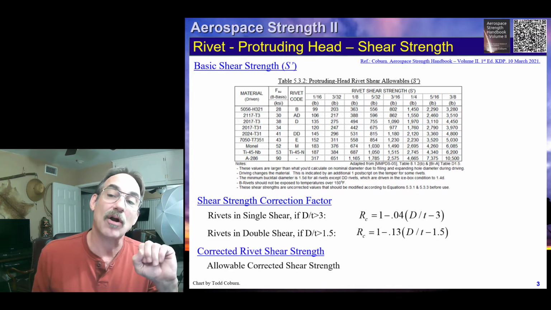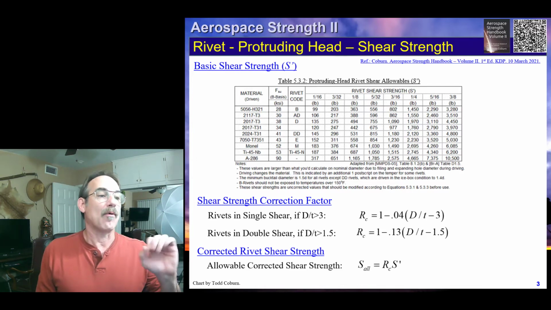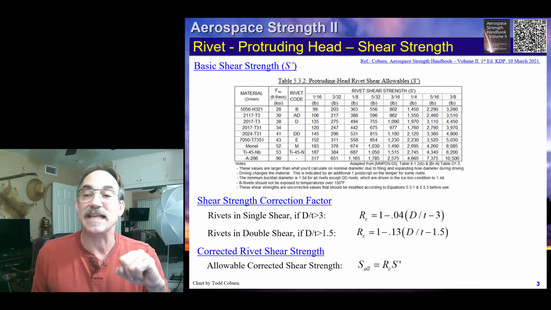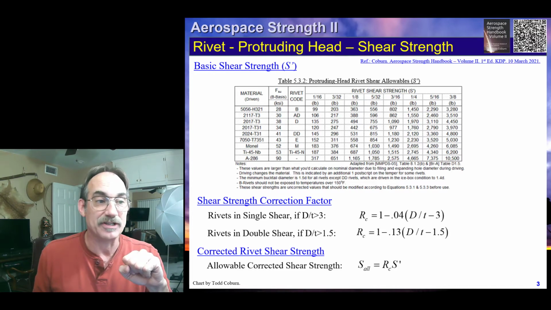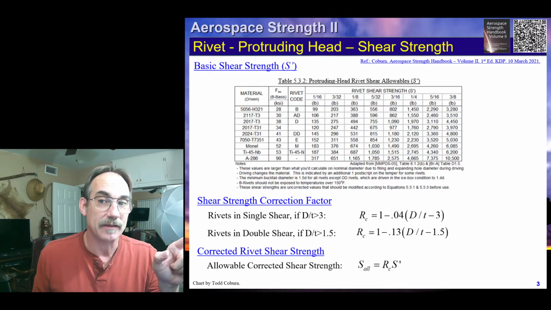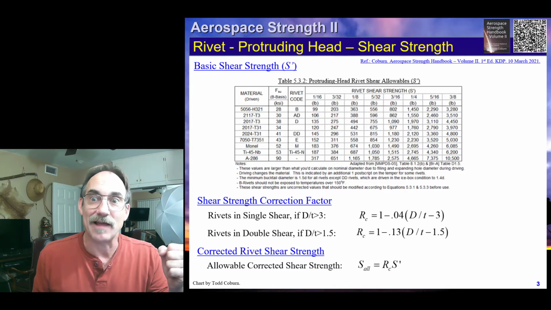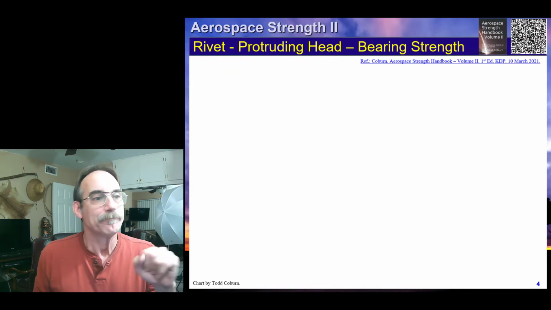And then we calculate our allowable rivet corrected shear strength as that correction factor times the S prime. That's your allowable rivet strength. Got it? That's how we get the shear strength for rivets. Common student mistake, they don't correct the value. Common student mistake, they correct the value wrong. That's how you do it.